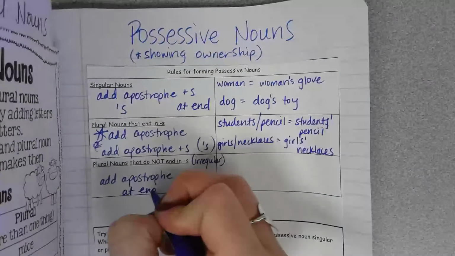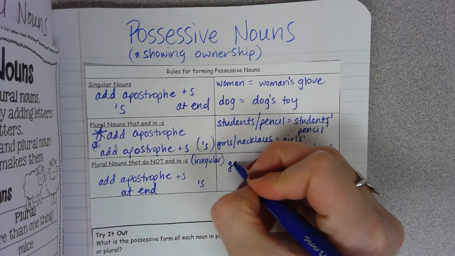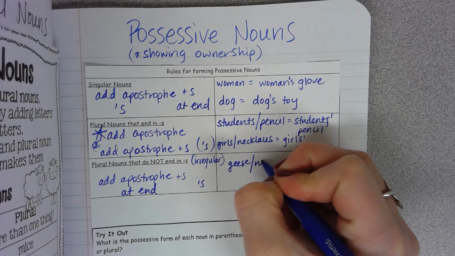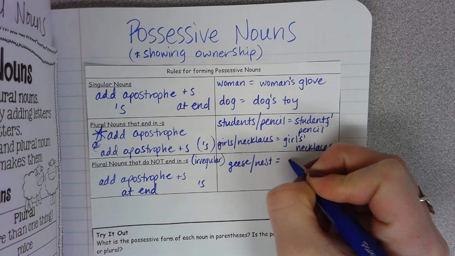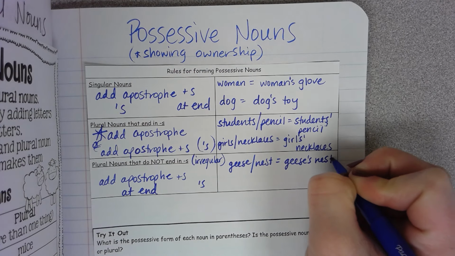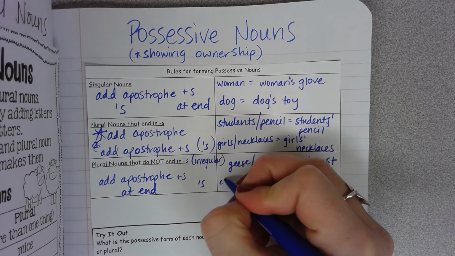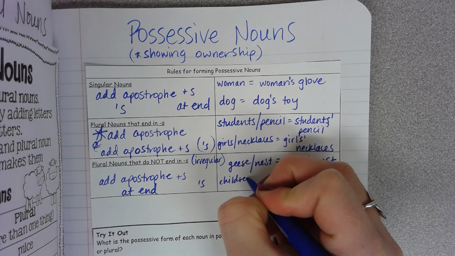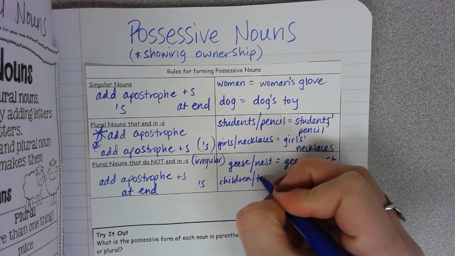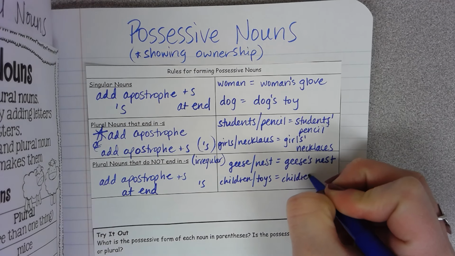Okay, so that would be like geese, and their nest would be the geese's nest. It sounds kind of funny. The geese's nest. Or children, which is plural. This is more than one. And their toys would be the children's toys.